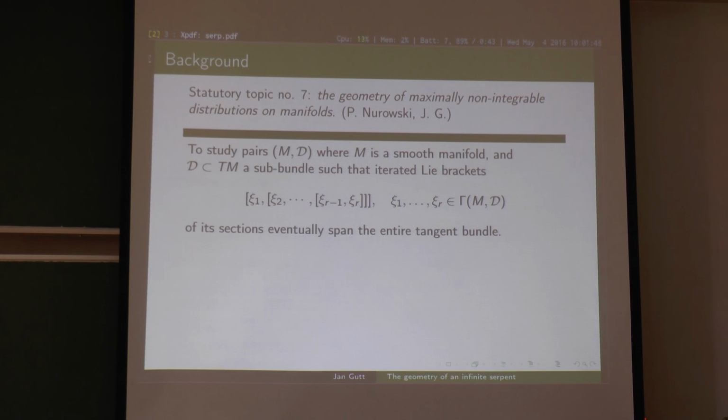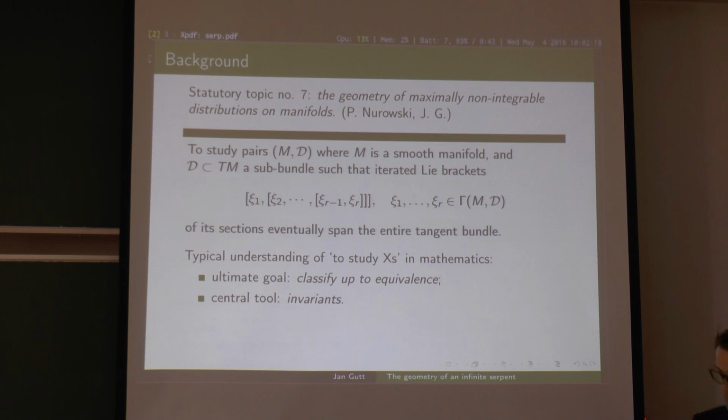What is the objective of this topic? In its greatest generality, it is to study pairs of a manifold and a subbundle of the tangent bundle, something we call a distribution, such that if we keep taking sections of this subbundle and the iterated Lie brackets, what we get this way will eventually span the entire tangent bundle. So this is the sort of distributions that we want to study, and that's a very general goal.